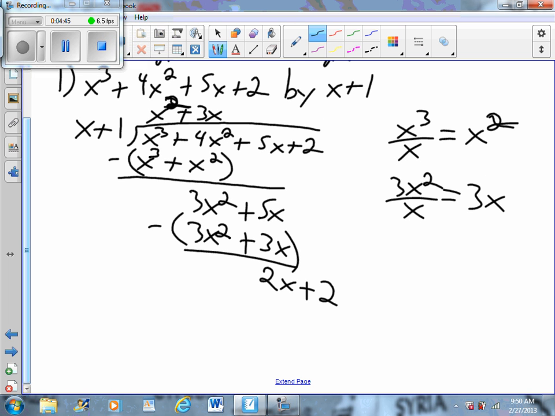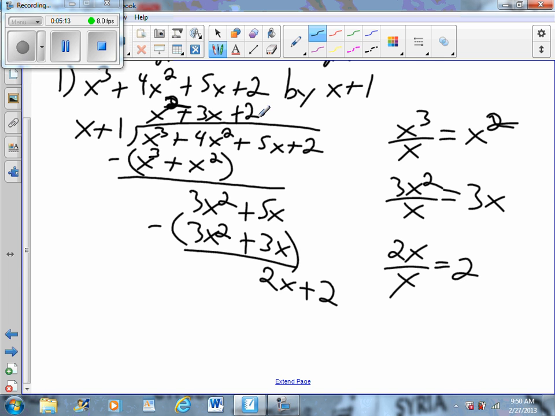Now, we have to ask ourselves this. 2x divided by that x, the lead term of my divisor. We have to ask this question now. See a pattern emerging here? What is 2x divided by x? It's 2, isn't it? Because the x is canceled. So plus 2. Now I'm going to take that 2 and multiply it by the divisor, and I'm going to get 2x plus what?